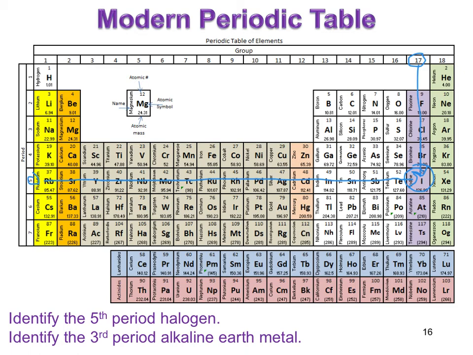Identify the 3rd period alkaline earth metal. The 3rd period is here, going across. The alkaline earth metals are group 2, coming down. They intersect at magnesium.